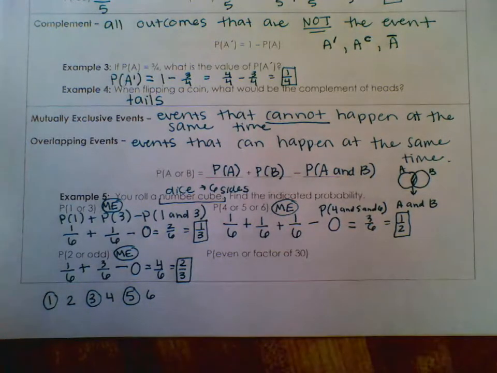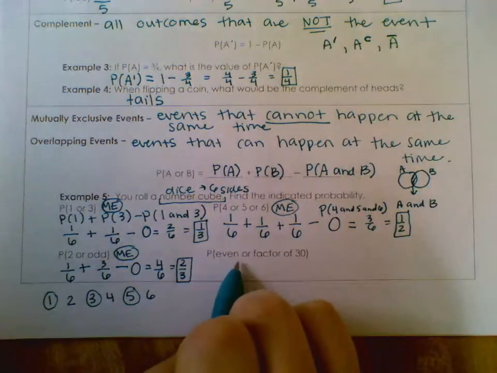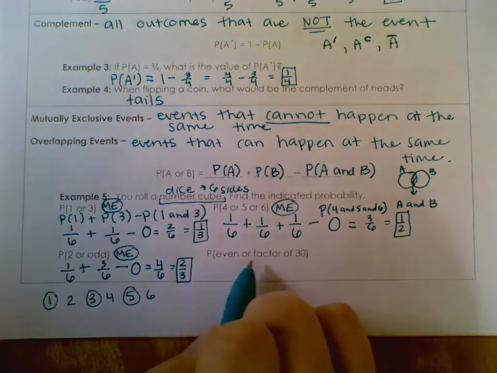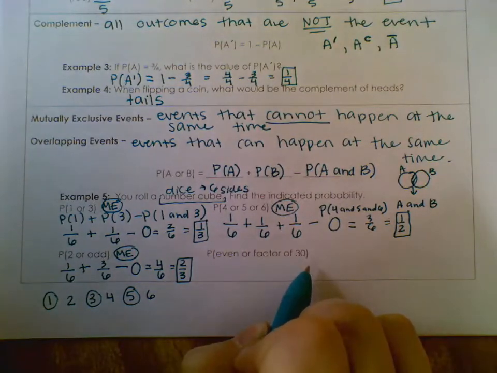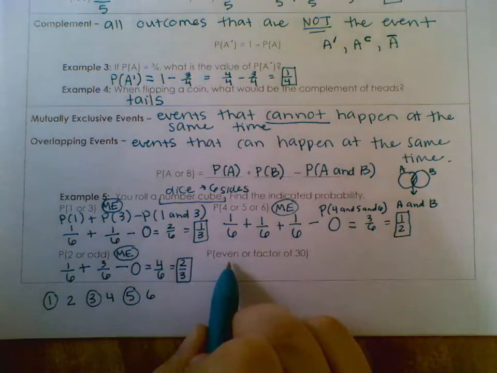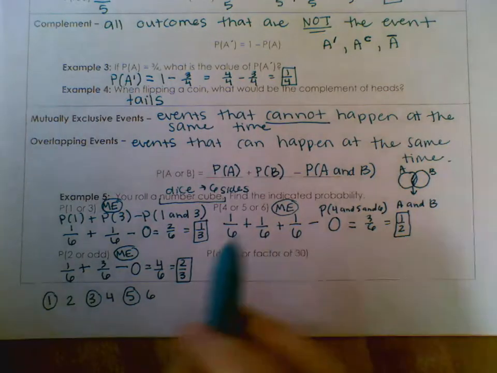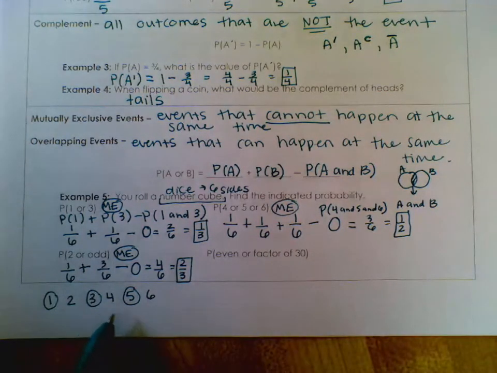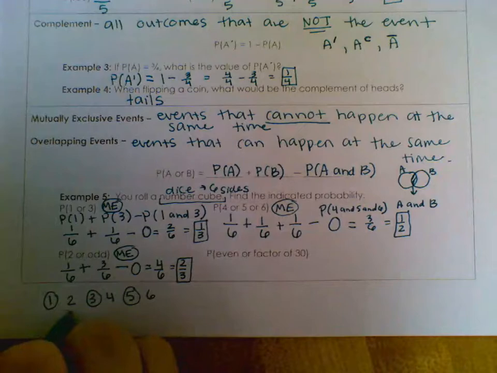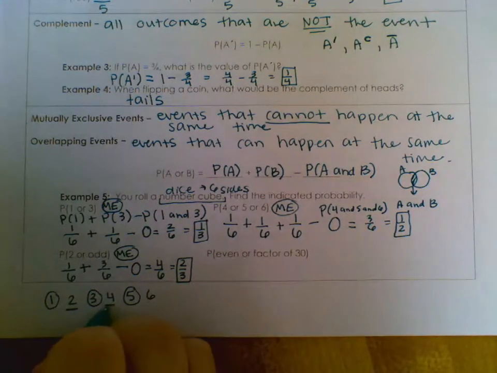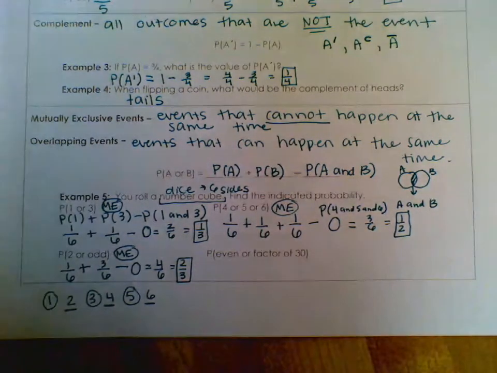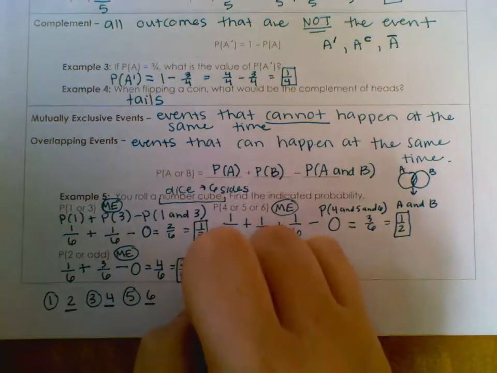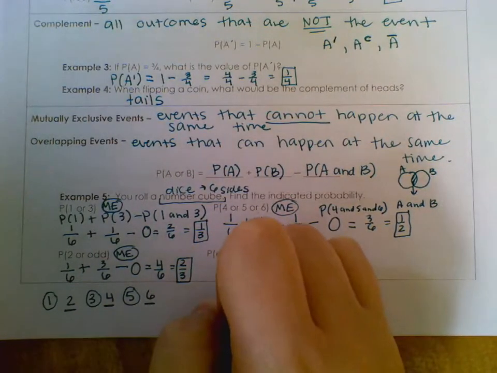Okay, last number on this set. I want to find the probability of getting an even number or a factor of 30. What's the probability of getting an even number? Let's go back to our list. Here are all my numbers. How many of those are even? So 2, 4, and 6 are all even. So 3 numbers are even out of the 6 numbers total.